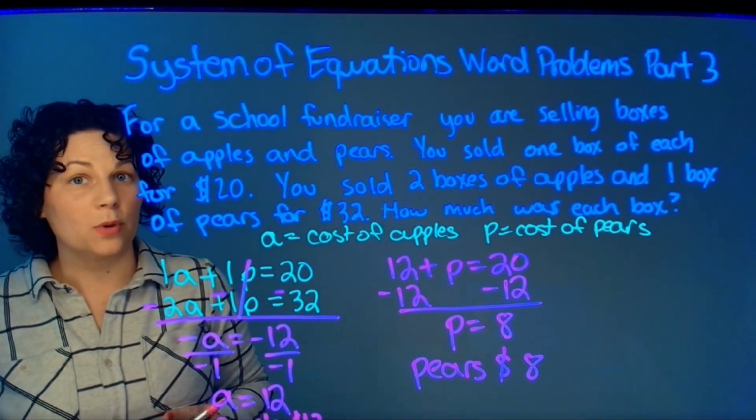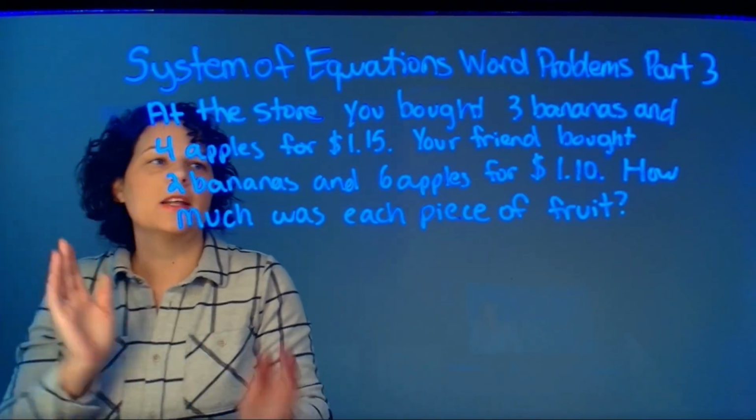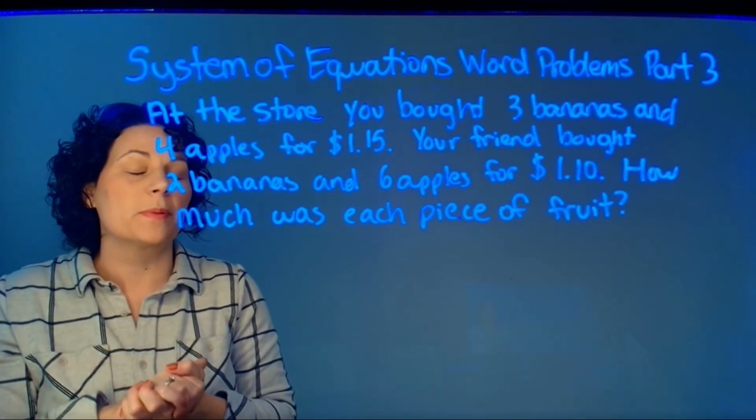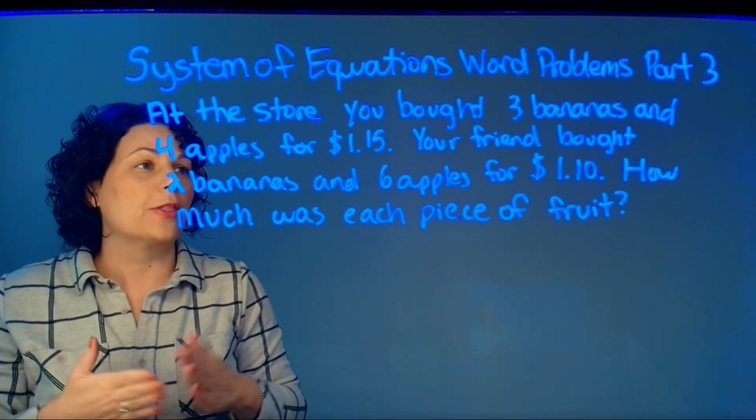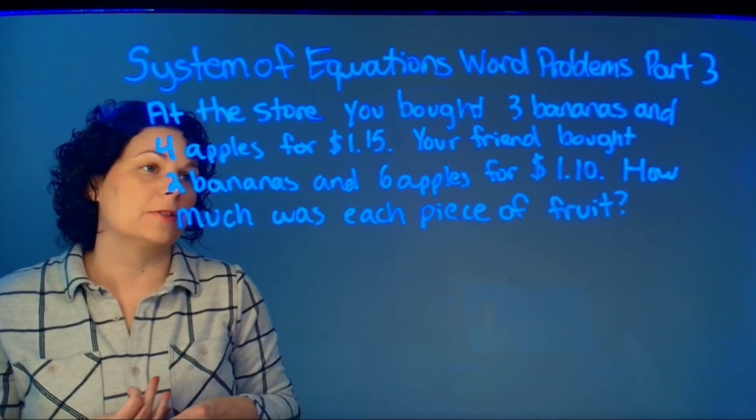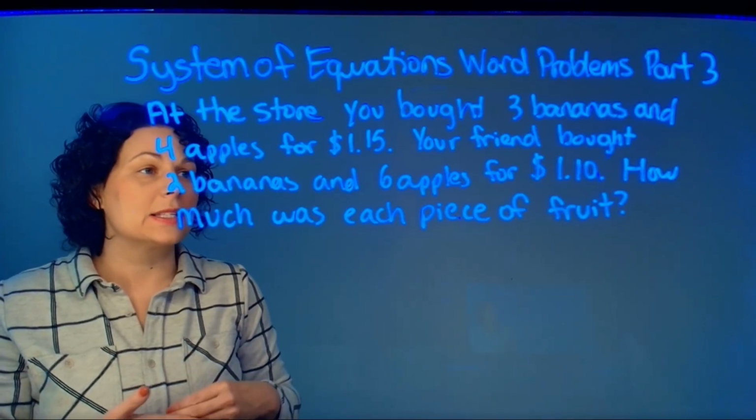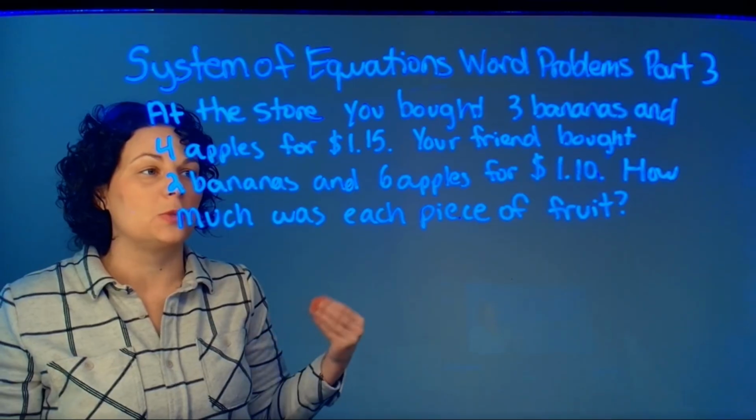Now stick around, I've got one more of these for us to do. Alrighty, we've got another equation with fruit, or another word problem with fruit. At the store, you bought 3 bananas and 4 apples for $1.15. Your friend bought 2 bananas and 6 apples for $1.10. How much was each piece of fruit?